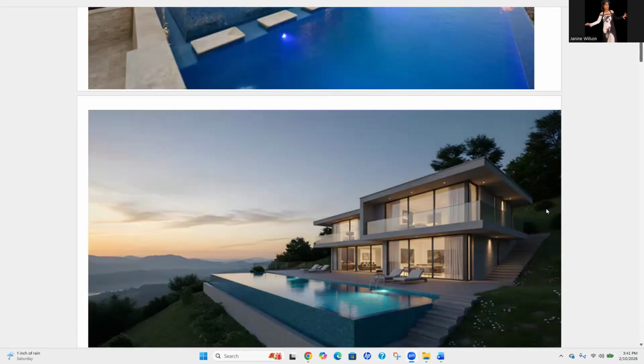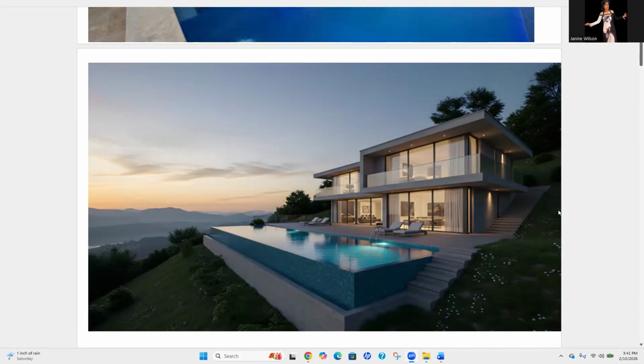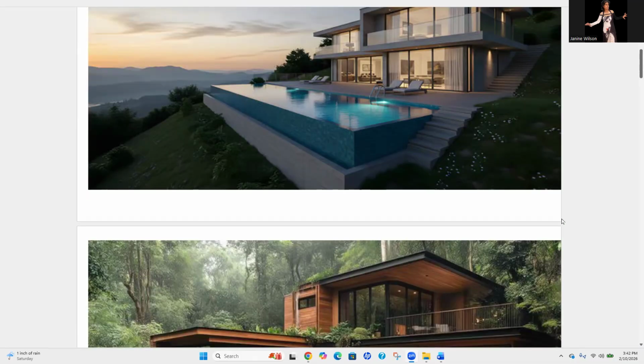In the next image or photograph, there is a vanishing edge pool. And now what we see on the back of it is a narrow channel area or gutter system. That's where the water is captured when it flows over the edge. Then the water goes into a surge tank and is pumped back up to the pool. But this water does not flow over all four edges. It only flows over three of the edges, and so therefore it is a vanishing edge, also known as an infinity pool.